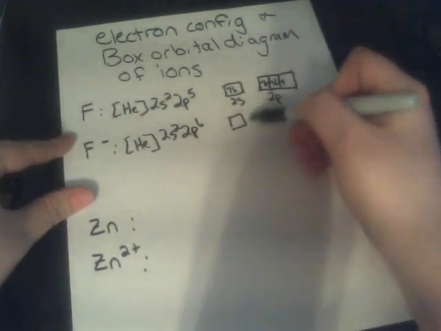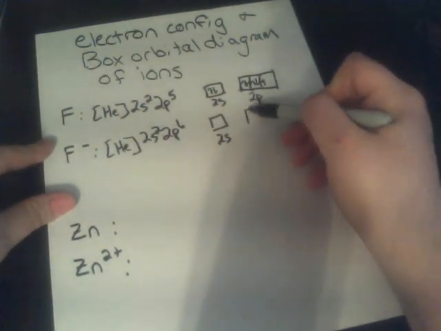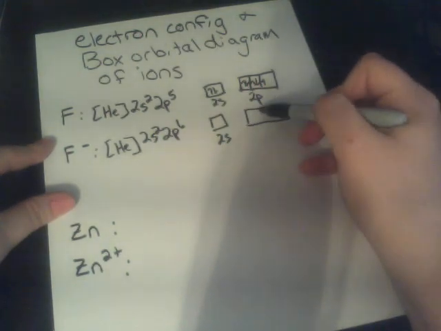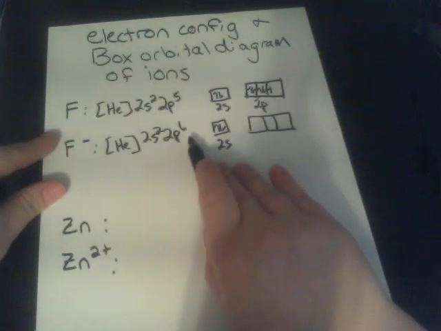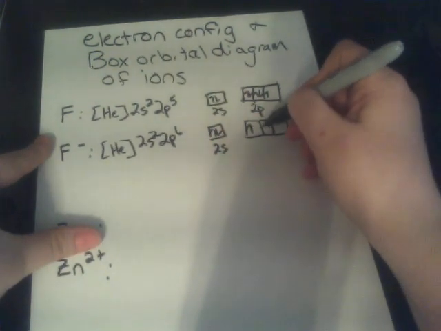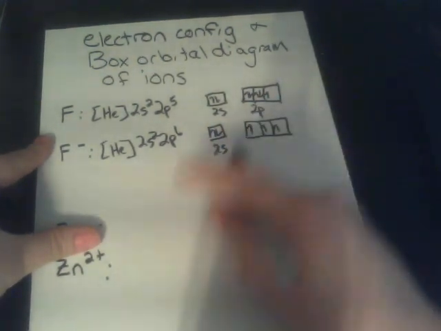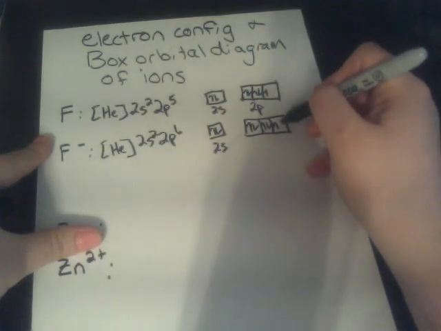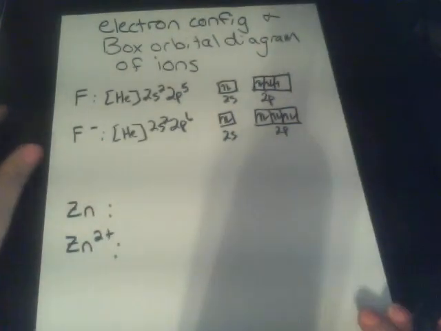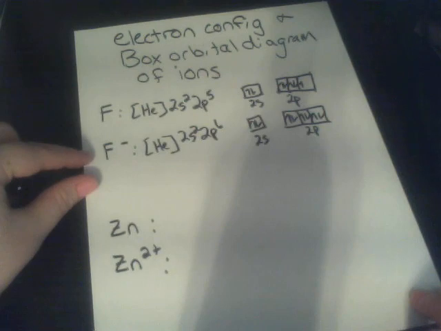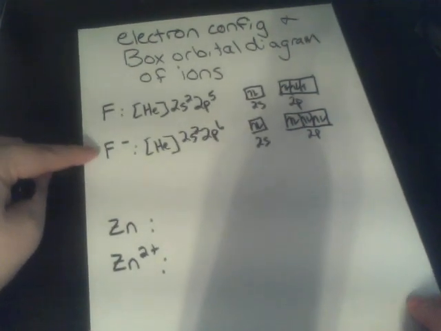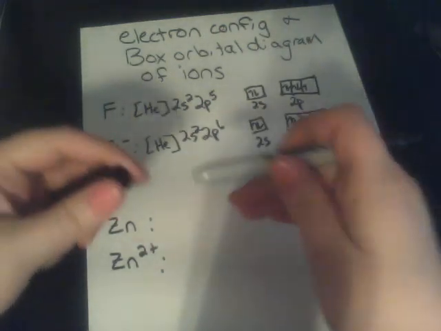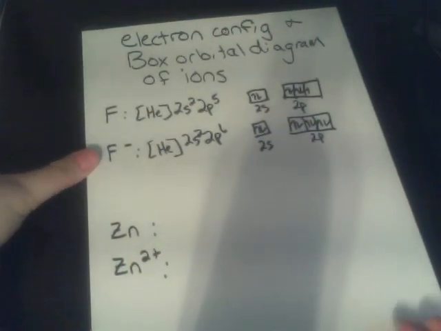So if we were to represent this box orbital diagram, try to make them a little bigger. 1 up, 1 down for 2s2, 2p6. We'll have 1, 2, 3, 4, 5, 6 for the 2p on this one. So this is how I would represent the box orbital diagram or the electron configuration for fluoride. So I could ask you for either.